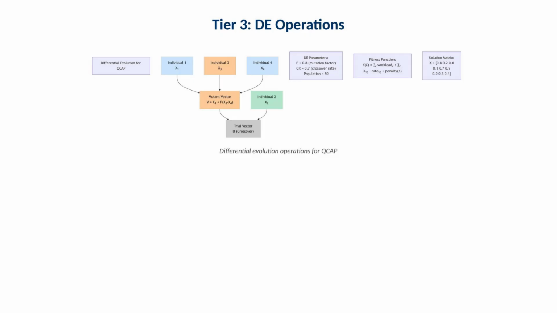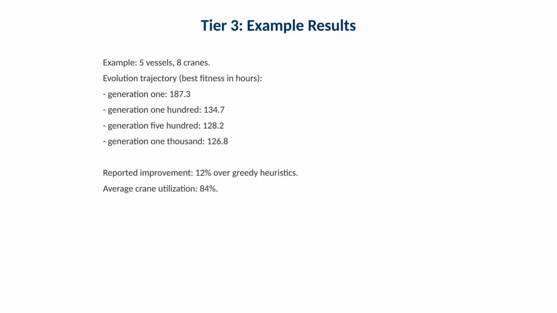This figure illustrates mutation, crossover, and selection as the three main operations driving improvement. The selection step is key. After generating trial candidates, only those that improve the objective or fitness are retained, which steadily pushes the population toward better allocations. The example uses 5 vessels and 8 cranes.